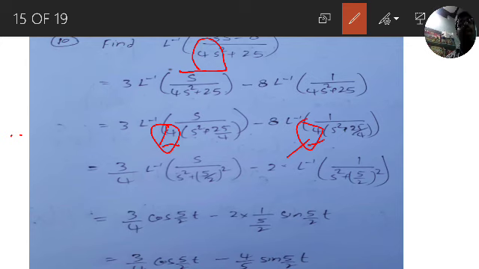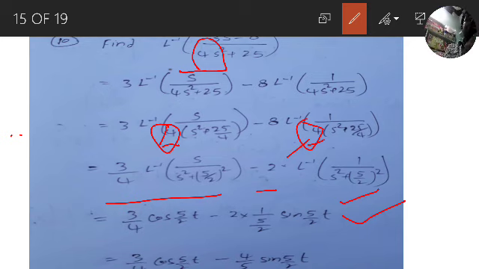That is what will get 3 by 4 L inverse of s by s square plus (5 by 2) whole square. 25 means 5 square, 4 means 2 square. Again 8 by 4 means 2 here. Same formula. Now using the standard formulas, L inverse of s by s square plus a square is cos at, and 1 by s square plus a square is 1 by a sin at. You will get the answer. So 3 by 4 cos 5t minus 2 into 1 by 5 by 2 sin 5 by 2t. Answer is 3 by 4 cos 5 by 2t minus 4 by 5 sin 5 by 2t.